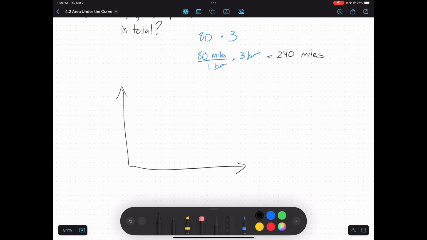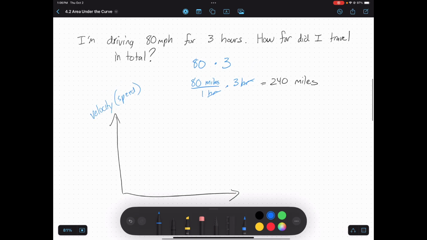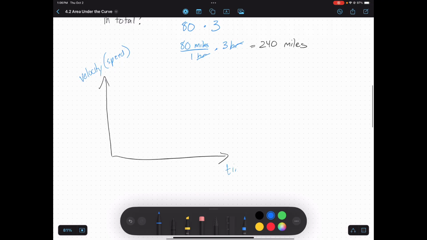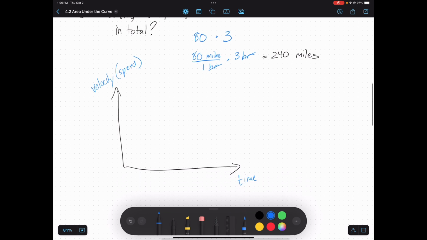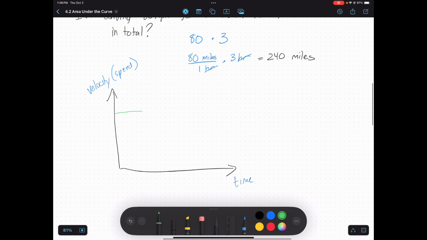If I were to graph this, I could let my y-axis represent my velocity or my speed, and my x-axis could be time. Well, what do I know about my velocity or speed? I'm traveling at a consistent 80 miles per hour, which means this ends up just being the constant function of 80. I end up with this horizontal line here at 80 miles an hour. And how long does this last? This lasts from the time I start my drive for 3 hours.